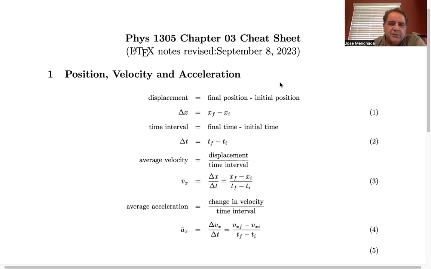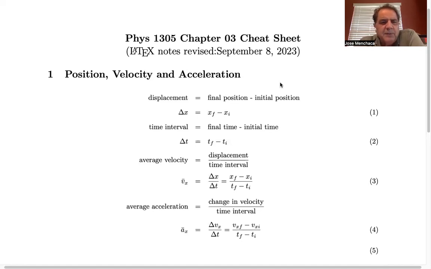with this first section, just position, velocity, and acceleration. These are some formulas for you to use. Now, most of these I've got them specified by X, but if we're talking about vertical movement, they would work in the Y direction also. So first we want to talk about displacement.